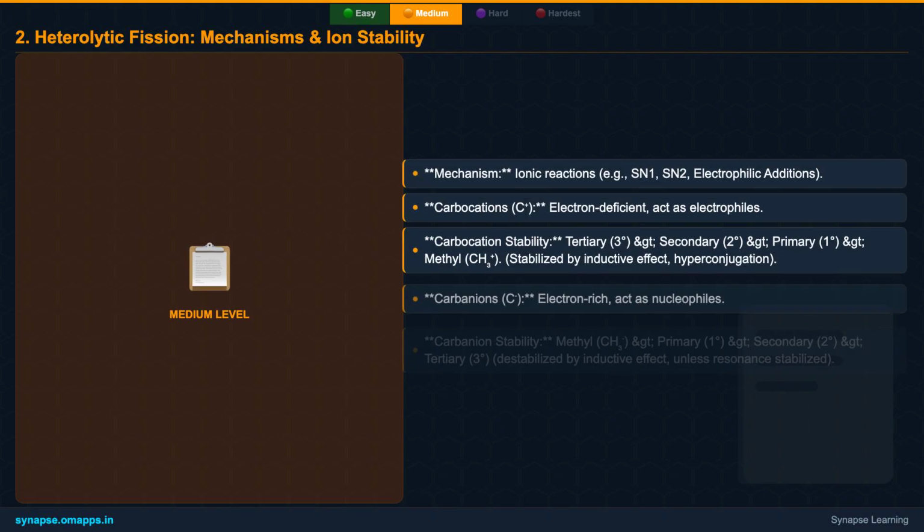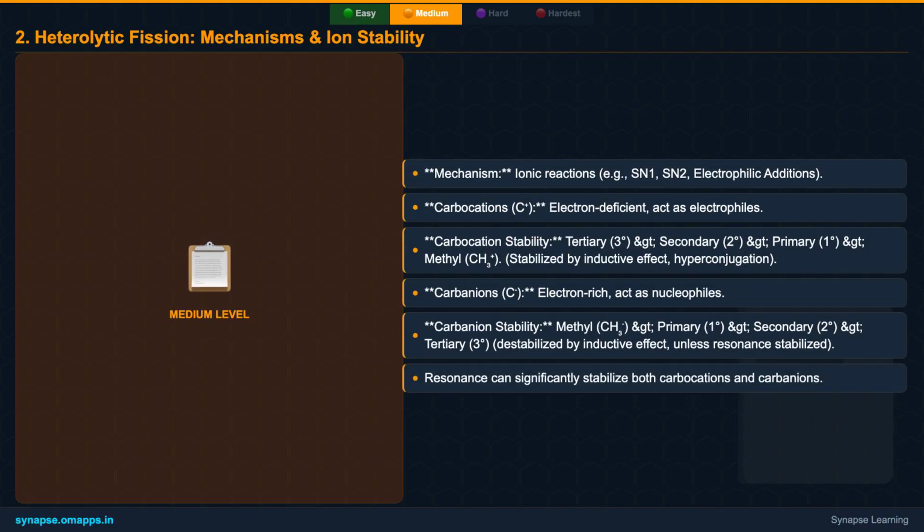Heterolytic fission, on the other hand, is characteristic of ionic reactions. The ions formed, carbocations and carbanions, have distinct stability orders. Carbocations are stabilized by alkyl groups through inductive effect and hyperconjugation, making tertiary carbocations the most stable. Carbanions, however, are generally destabilized by alkyl groups, making methyl carbanions more stable than tertiary ones, unless resonance stabilization is present. The electronegativity difference between bonded atoms and the polarity of the solvent are critical factors here, as polar solvents effectively stabilize the charged ions formed.